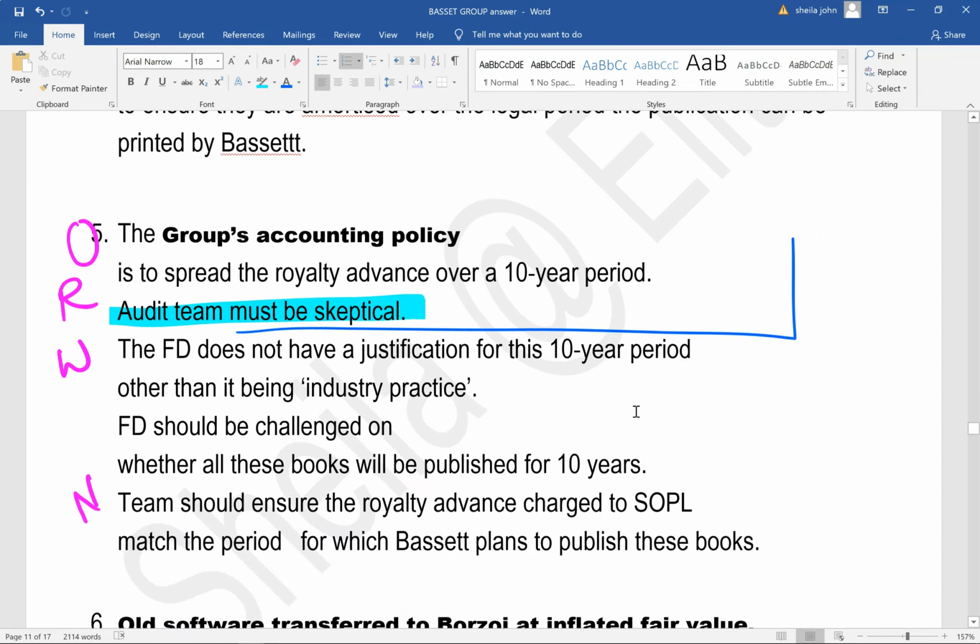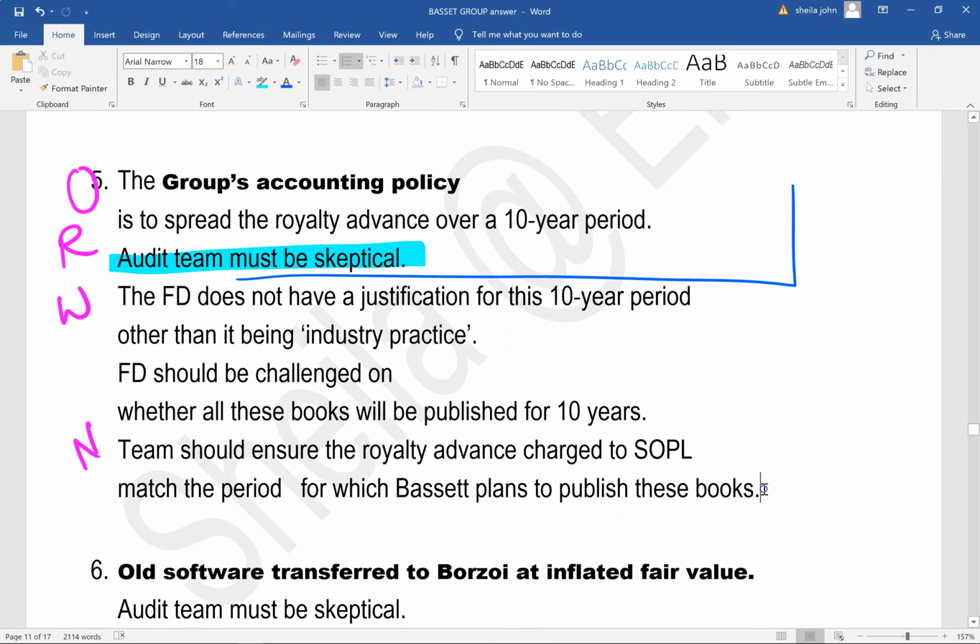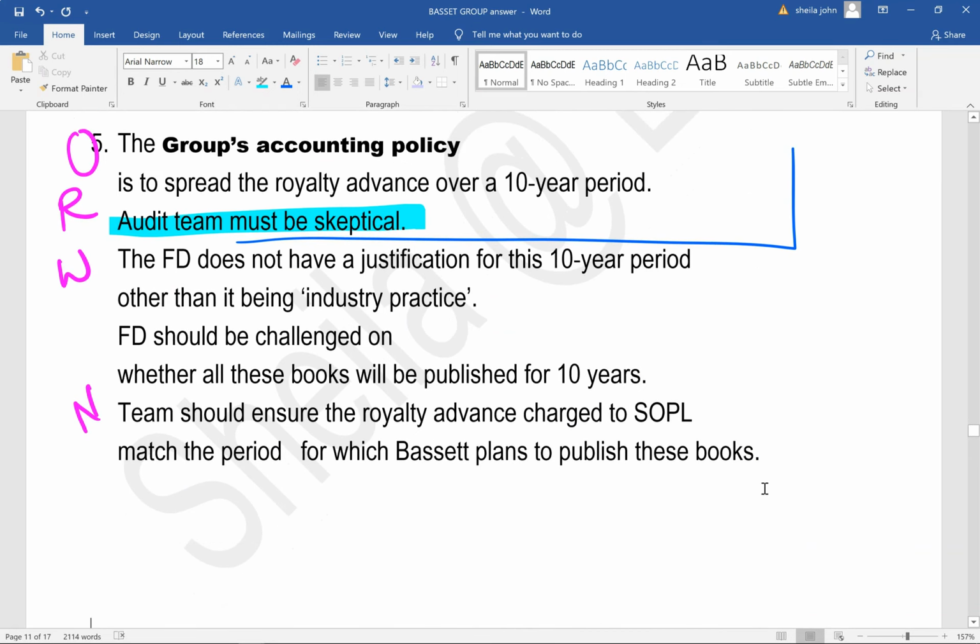Okay, on the next one, you've got the group accounting policy to spread the royalty advance over 10 years. That's the observation. The requirement for the team to be skeptical. Then why do they need to be skeptical? Because the finance director has got no better reason other than to say that it is just the industry practice and nothing to back it up. And therefore now they should ensure that the royalty advance is actually charged to the P&L to match the period over which BASSET actually plans to publish these books.